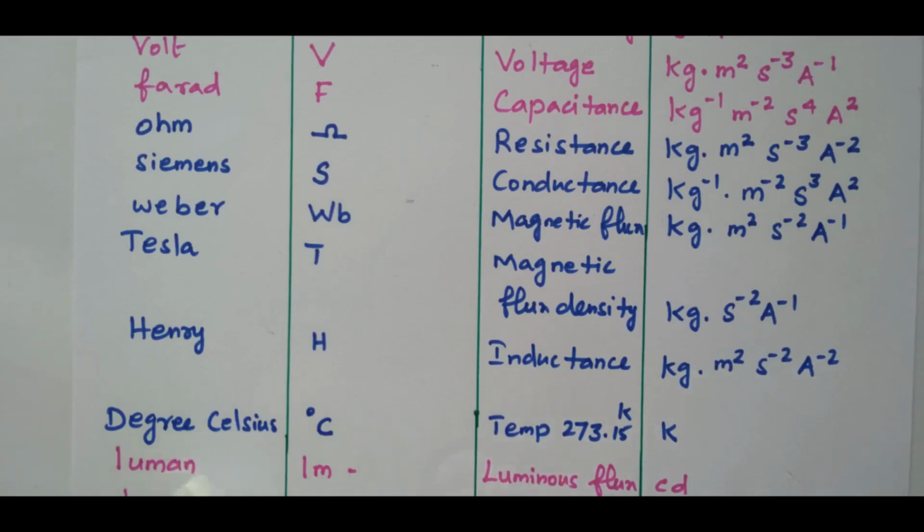Then temperature in Celsius. Kelvin is already available as a base unit, and one more unit is Celsius. The base unit is K. 273.15 K. So Kelvin is available as a base unit, and Celsius is available as a derived unit.